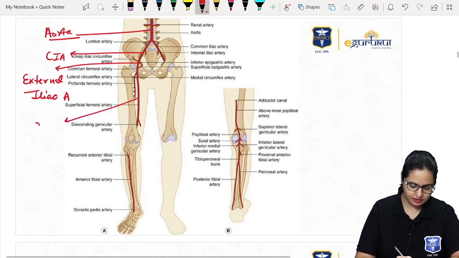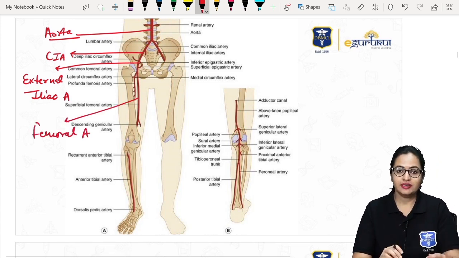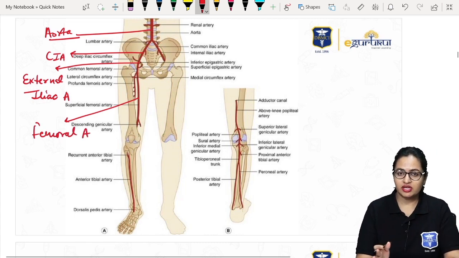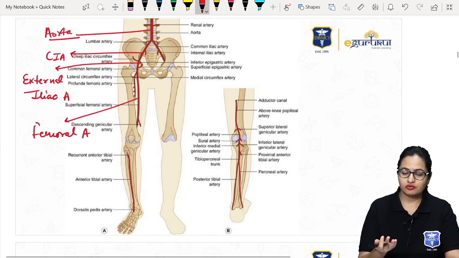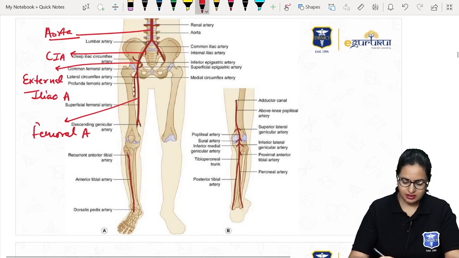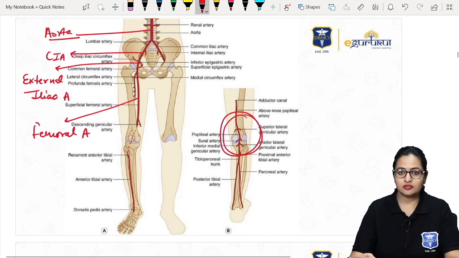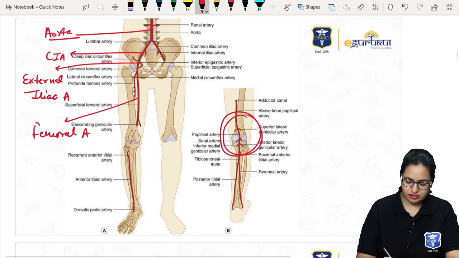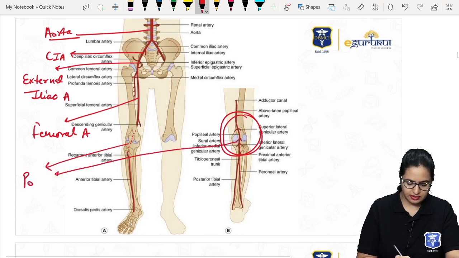The external iliac artery continues as femoral artery in the thigh. So this one is the femoral artery. Then this femoral artery passes through the adductor hiatus and it reaches the popliteal fossa towards the posterior aspect of the knee. As it reaches over here, I will show it in the dotted manner. So we can see in this level, this is a popliteal fossa, and at this location it is popliteal artery.